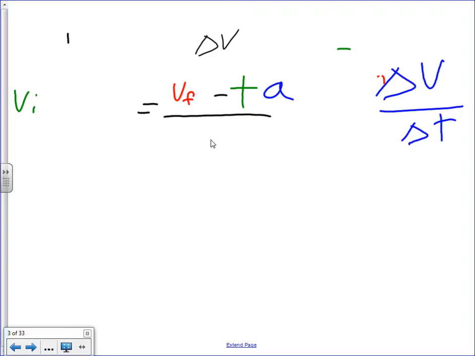So again, like I said, you don't have to be good at math to do physics. I'm proof. I'm no good at math, but I can do physics. So let's try a couple of examples here.